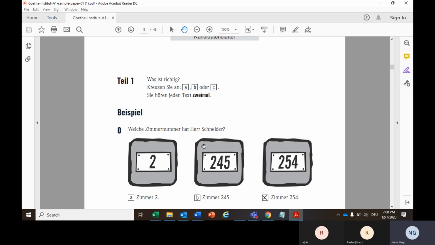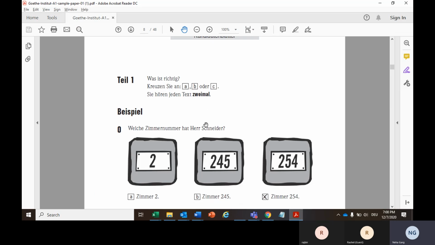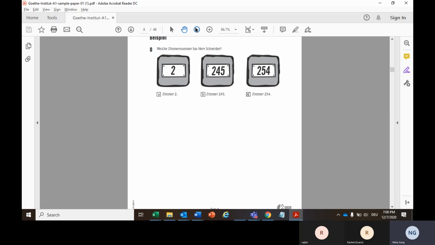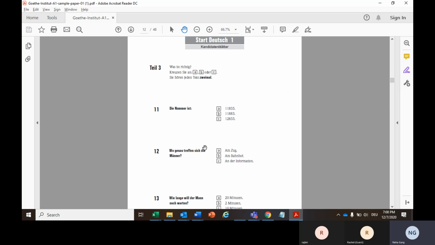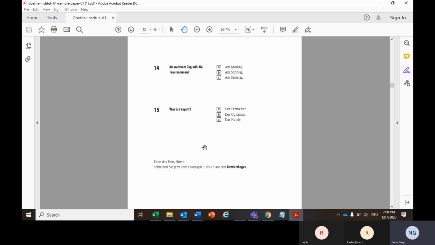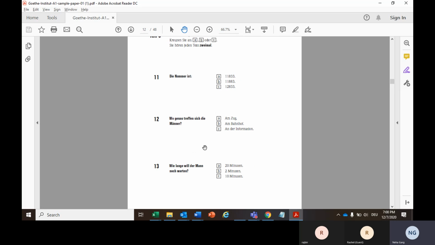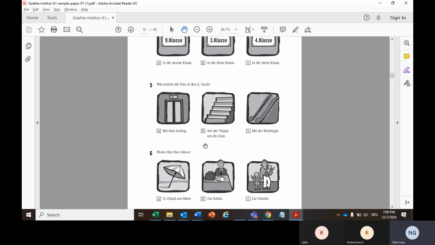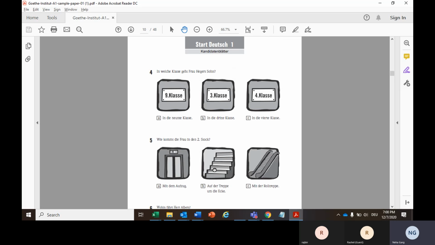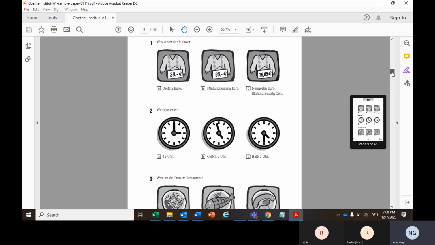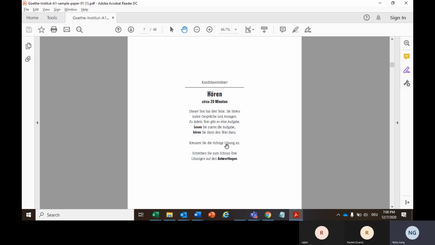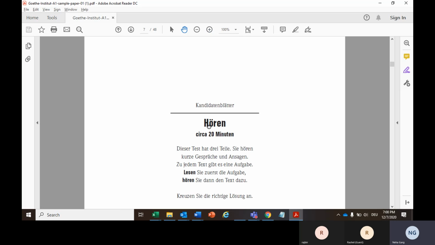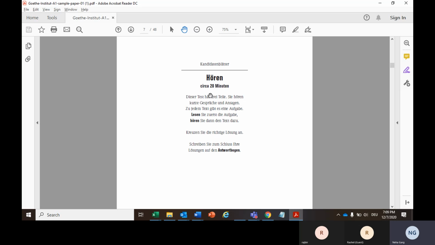So if we talk about Hören for A1, we would be having around two or three sections, you can say. Drei Teile. Okay. So in the Hören part, you will have three sections, also three portions. There will be three separate sections for the Hören part. In total, you will have around 20 minutes to write the Hören exam.